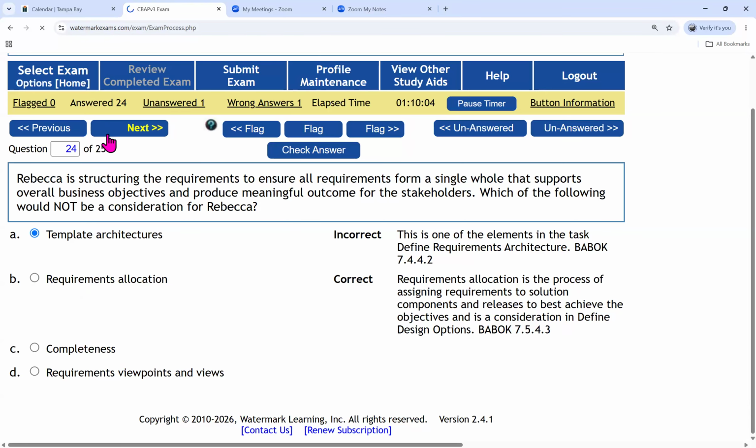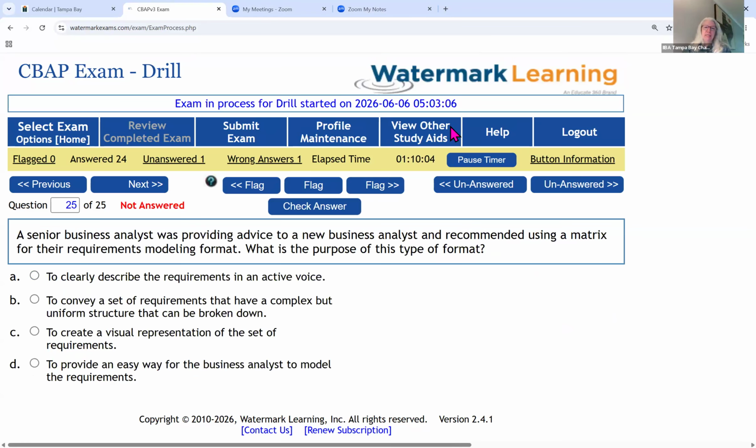One more and we will wrap up for the day. A senior BA was providing advice to new business analysts and recommending using a matrix for their requirements modeling format. What is the purpose of this type of format? Is it to clearly describe the requirements in an active voice, to convey the set of requirements that have complex but uniform structure that can be broken down, to create a visual representation of a set of requirements, or to provide an easy way for the business analyst to model the requirements?